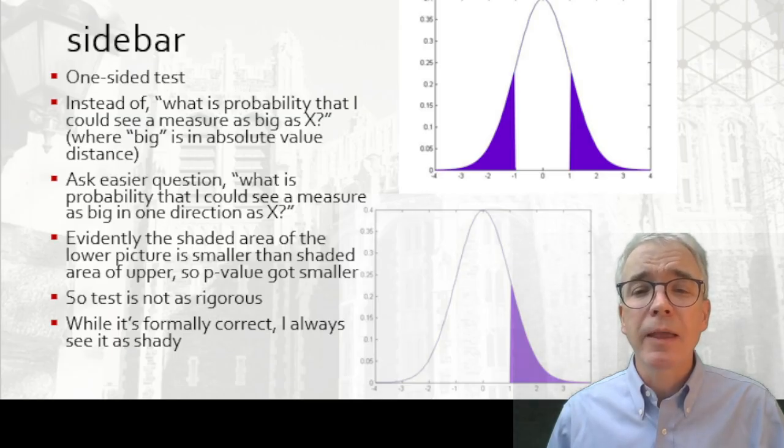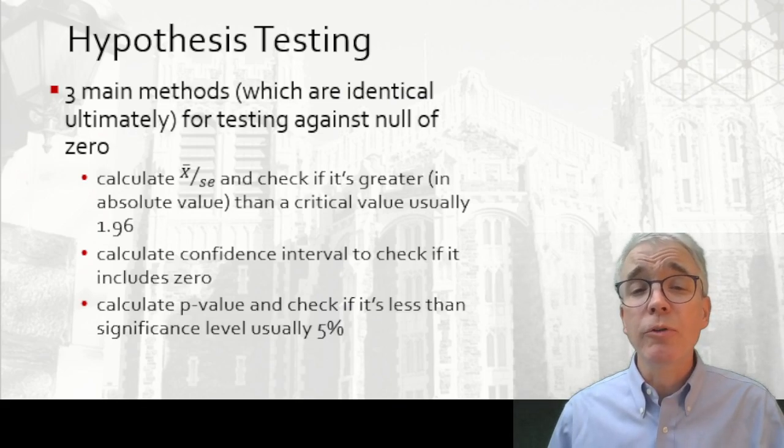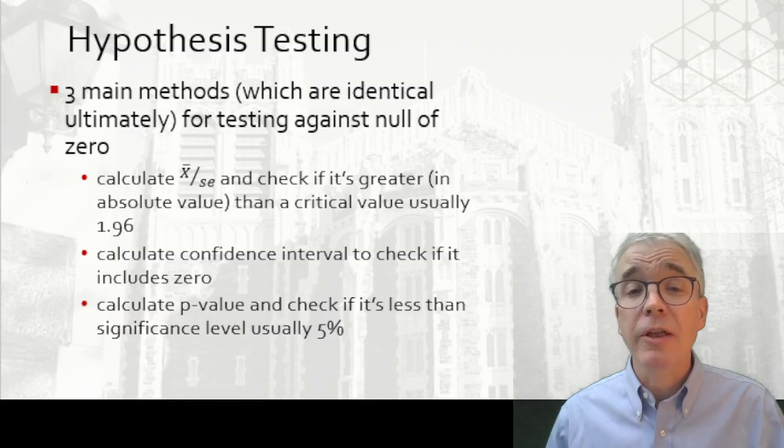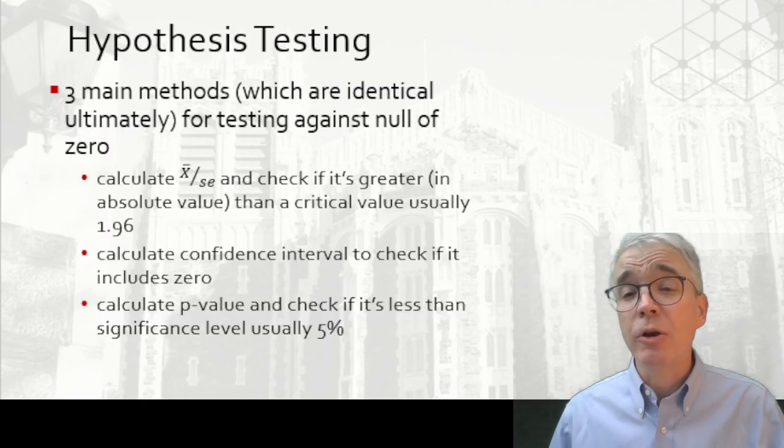Now, in most hypothesis testing, there are three main methods you commonly see, but it's worth reminding they're all formally identical. We can do some mathematics to demonstrate. Either I calculate x bar, the mean, and its standard error to see if it's greater in absolute value than some critical value, such as 1.96 for the 5% level. Or I could calculate the confidence interval, which is 1.96 times the standard error, plus or minus, and see if that includes 0. Or I could calculate the p-value, which is the lowest possible probability that would reject the null hypothesis, and determine if that is less than my significance level, typically 5%.